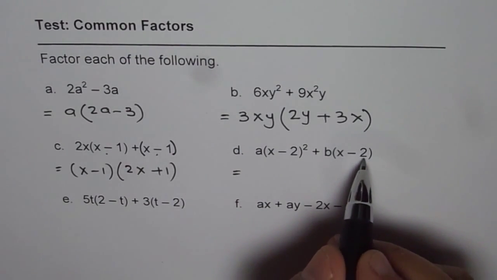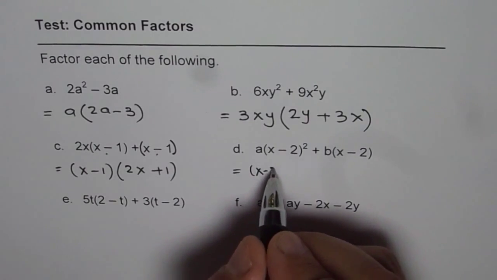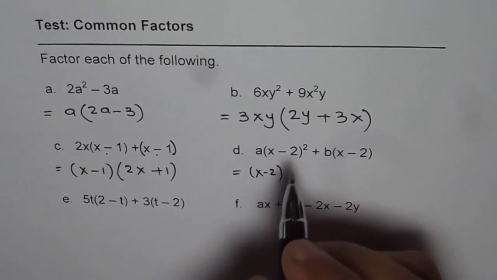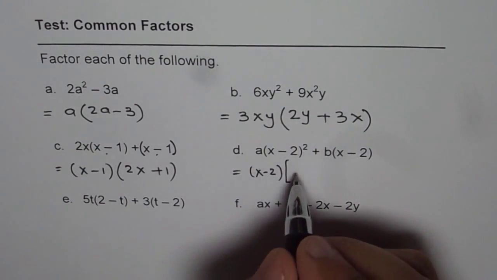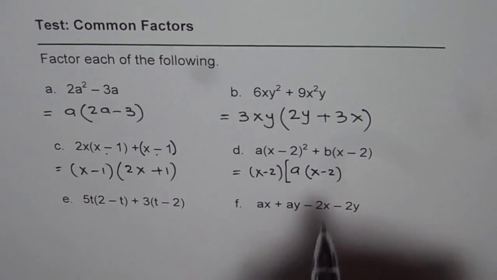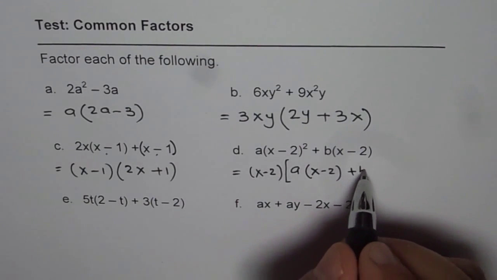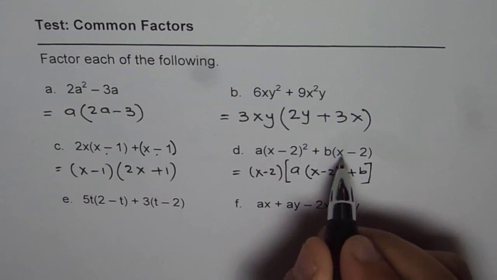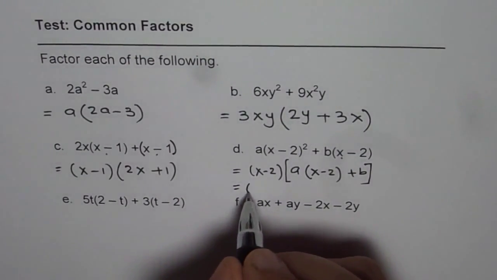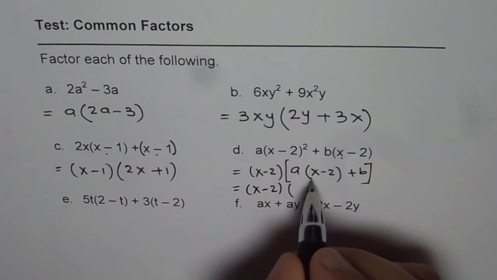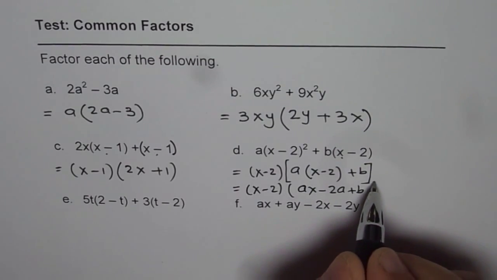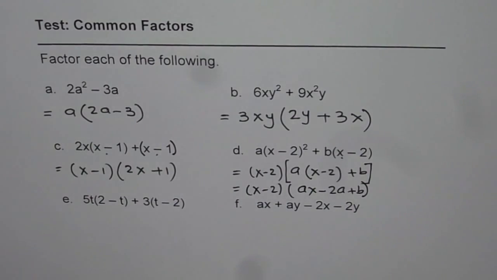Next one, (x minus 2) whole square and (x minus 2). That means x minus 2 is common, correct? So we can take x minus 2 as a common factor, and we are left with a times (x minus 2) in the bracket. I prefer to use square brackets. So we can say a times (x minus 2). As one of the factors x minus 2 has been taken out, only one is left, plus b, right? So that is what you get from the second term. Now you can always expand this and write your answer as (x minus 2) times (ax minus 2a plus b), right? So that becomes your solution for part D.